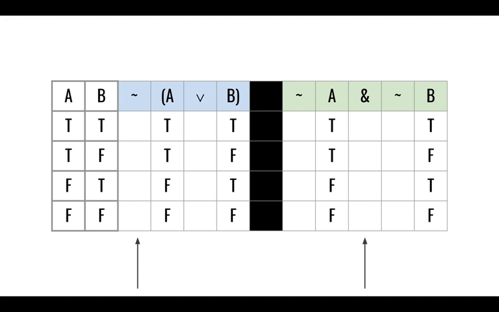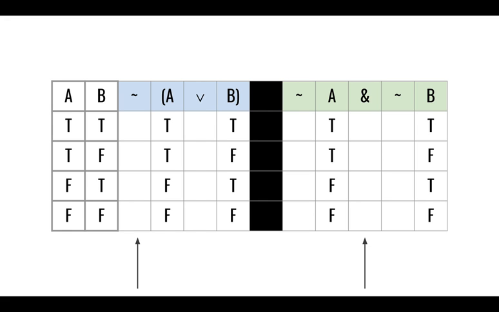Next, we have to identify the final column of each sentence. The sentence in blue, the sentence that was previously referred to as A, you can tell that the tilde there is the main operator, because it applies to the parentheses, which is the rest of the formula. And as far as the green sentence goes, the main operator there is the ampersand, because it applies on its left to both the tilde and the A, and on its right to the tilde and the B. So that's the main operator for that one.